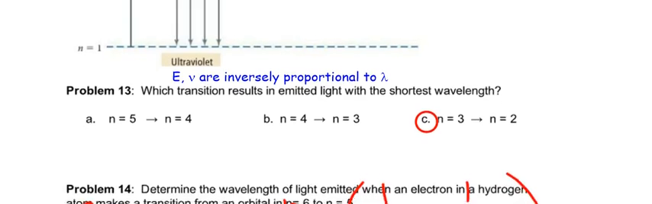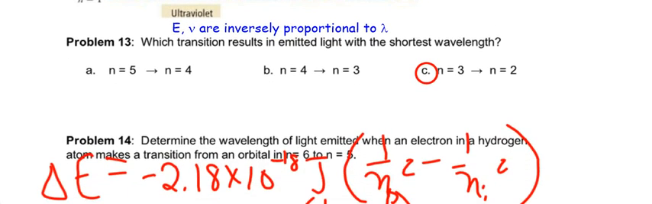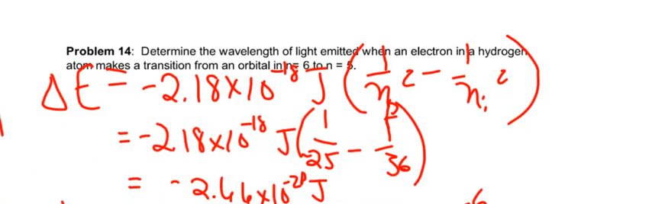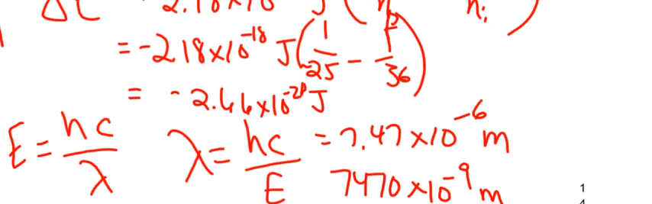All right, I didn't type this out, but hopefully you can still read my handwriting. So here's my work. Notice my final is 5, my initial is 6. So I am going from 6 down to 5. I'm releasing energy. So the energy is negative 2.66 times 10 to the negative 20th, I believe, joules. And then I use E equals h nu, and I reverse the E and the lambda. So I end up with 7.47 times 10 to the negative 6 meters, which is 7,470 times 10 to the negative ninth.